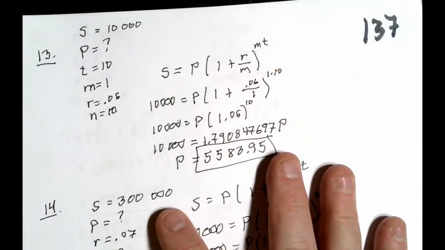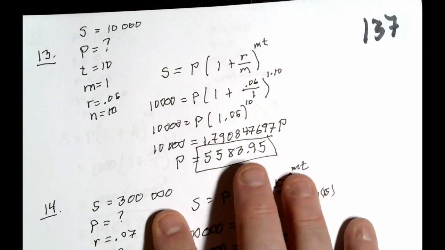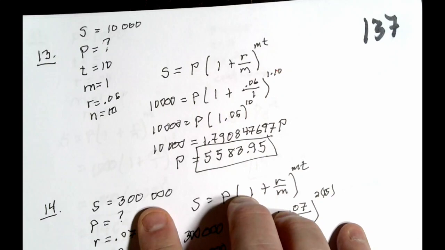Number 14, you've got 300,000 present value. Now it says what present value amounts to 300,000 in the future, so that's S.